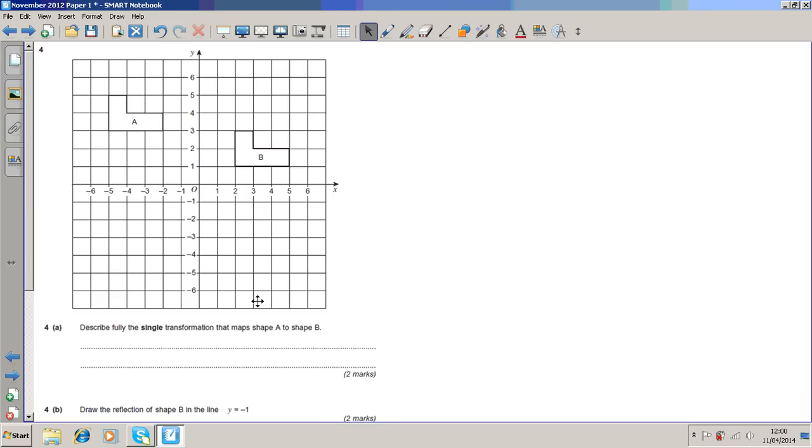Next one, describe fully the single transformation that maps shape A to shape B. Okay, so it could be translation, reflection, rotation, enlargement. It's not enlargement, it's not bigger. It's not rotation, it's not been spun round, and it's not reflected, it's not been flipped. It's a translation.